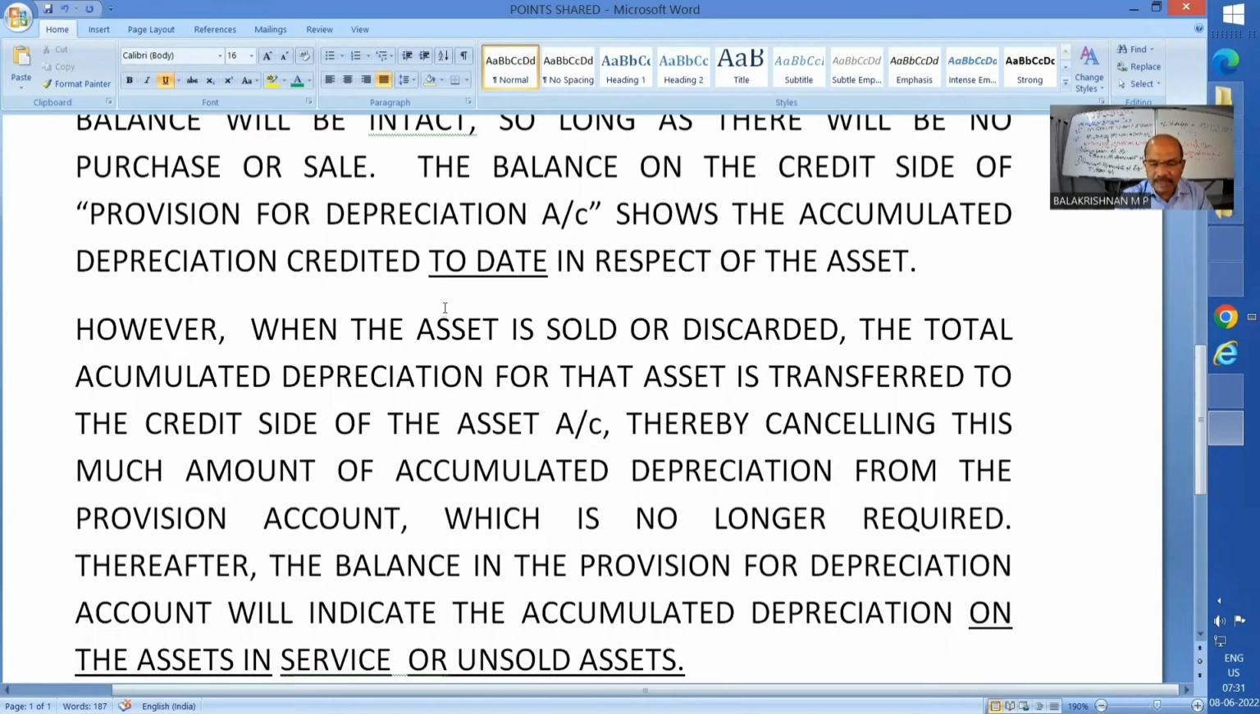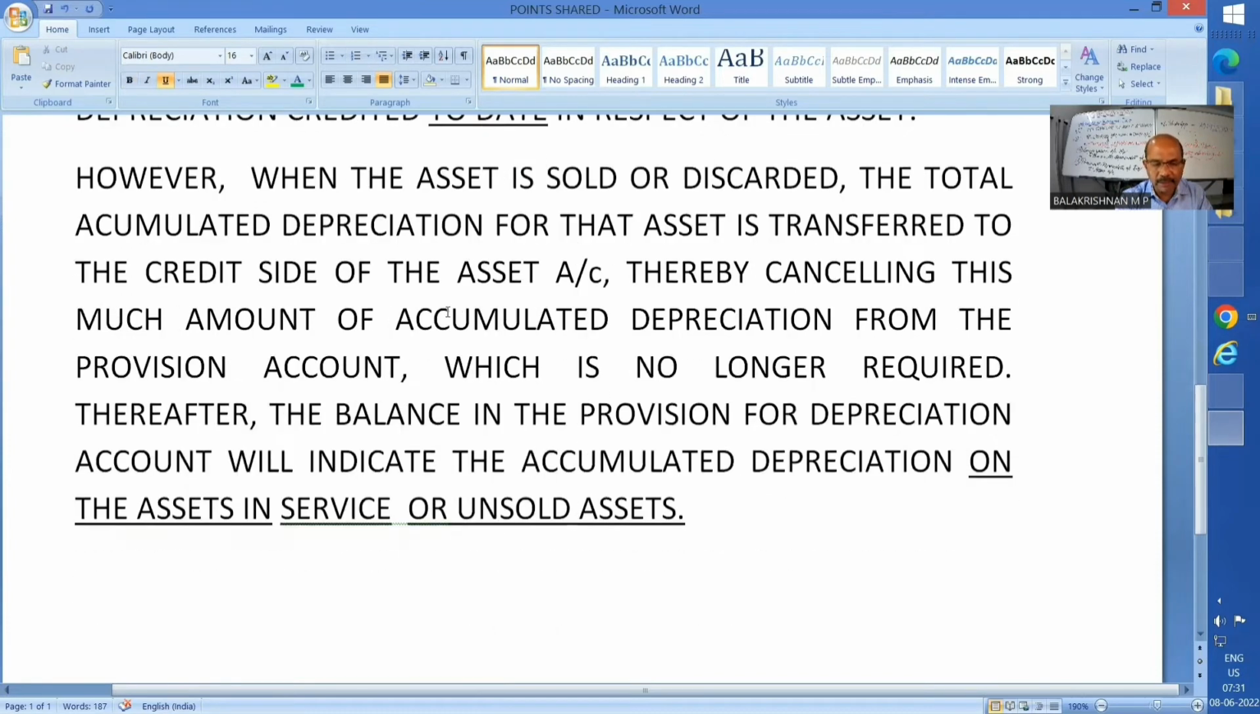However, when the asset is sold or discarded, the total accumulated depreciation for that asset is transferred to the credit side of the asset account, thereby cancelling this much amount of accumulated depreciation from the provision account, which is no longer required. Thereafter, the balance in the provision for depreciation account will indicate the accumulated depreciation on the assets in service or unsold assets. Well, now let me share with you one full-fledged sum worked out by me. Entry by entry explanation I am giving you.